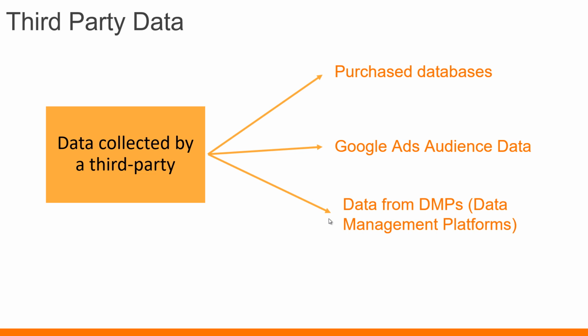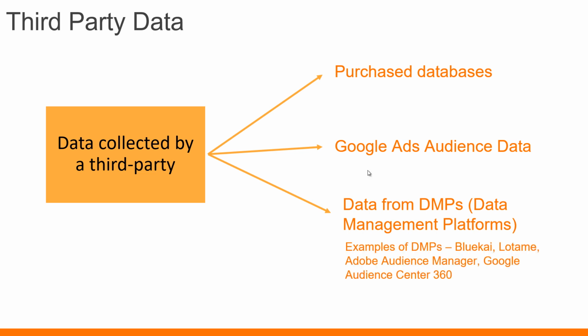Now, not every third-party data set might be reliable or credible, but it's up to you to ensure you target third-party data sets from more reliable data management platforms. Some of the more reliable data management platforms are Bluekai, which is owned by Oracle, Lotame, Adobe Audience Manager, and the Google Audience Center 360. So when you buy data from DMPs, ensure that the DMP is credible and you can trust that the third-party data would be worth targeting in campaigns that you're running. Using credible third-party audience data can help you reach out to newer audiences through programmatic platforms who you might not be able to really reach otherwise.